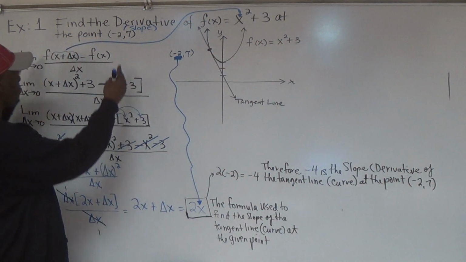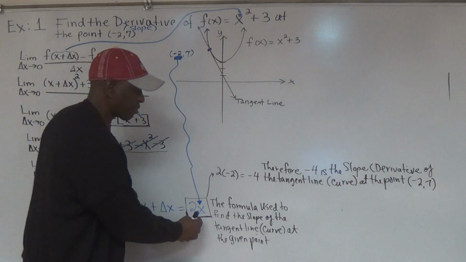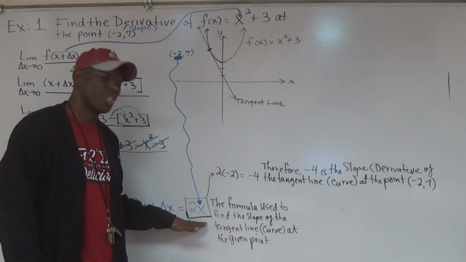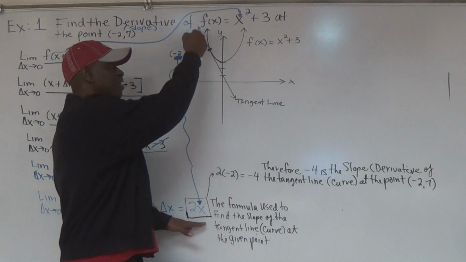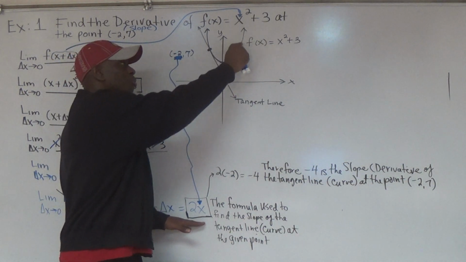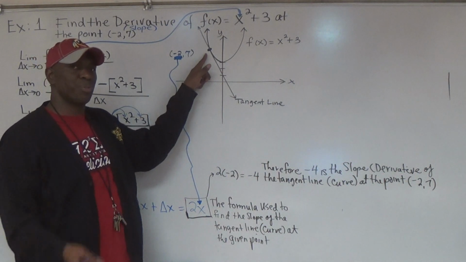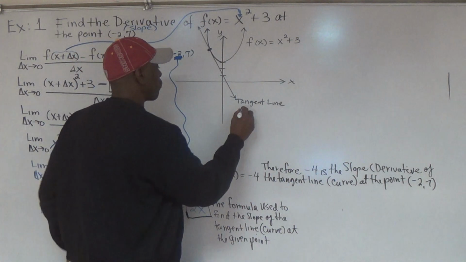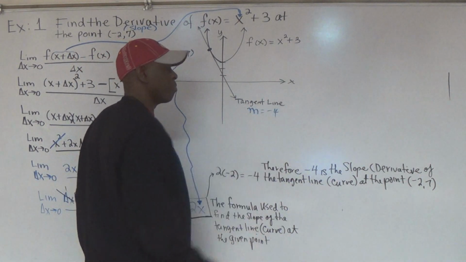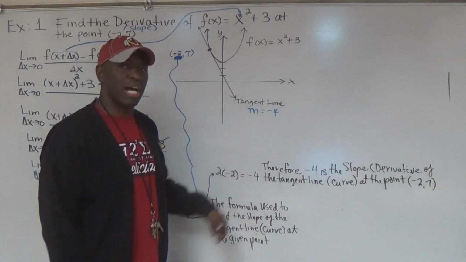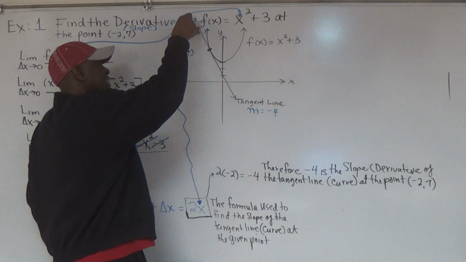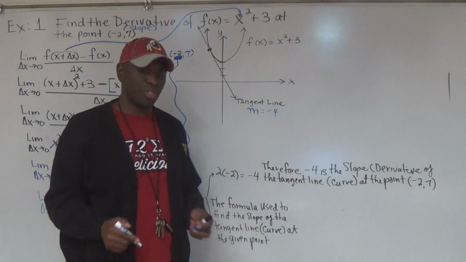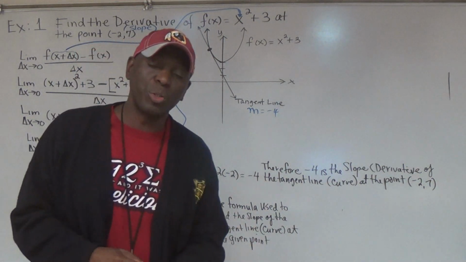So again, we went through this entire process to end up with 2x. 2x is the formula that we're going to use to find the slope of this curve at the point (-2, 7). And it's obvious, look, the slope of the tangent line is negative 4, which makes sense. It's a negative slope. Why? Because this line is decreasing, going downward. So it makes sense for the slope to be negative, because the line is decreasing, going down. Okay? You good?